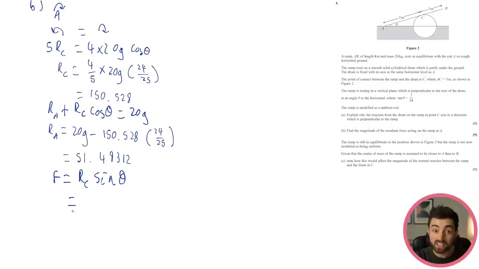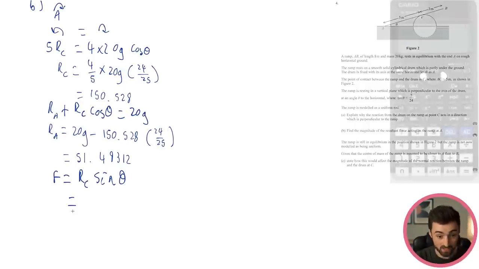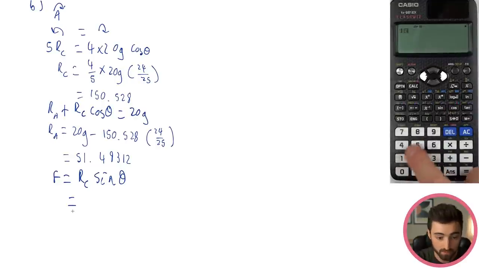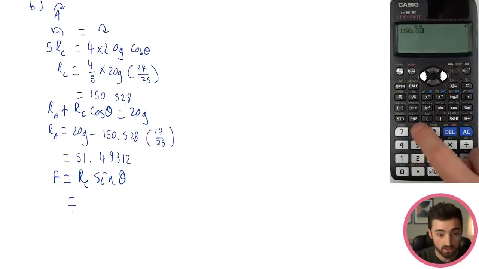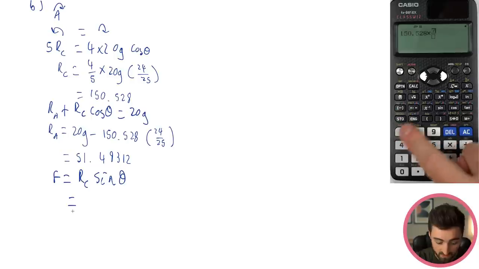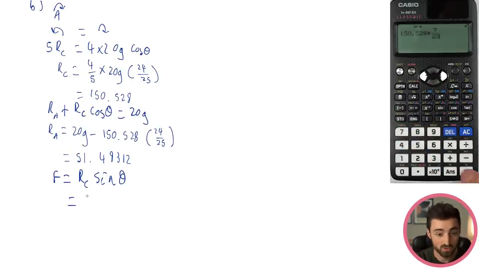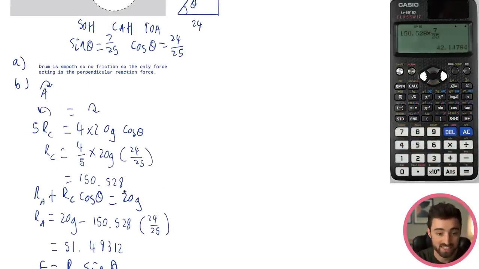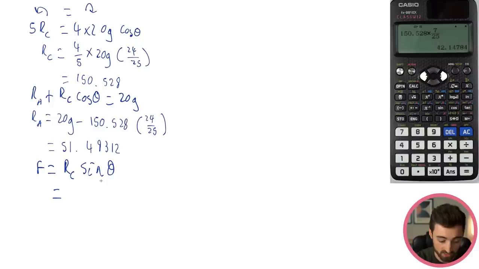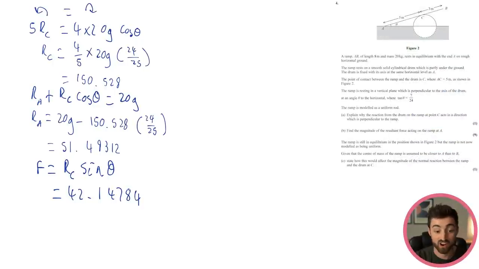So again, I know all of these numbers, don't I? RC, so I'm going to go straight to this. It's going to be 150.528, and then times by sine alpha, which we have shown to be 7 over 25. So times by 7 over 25, and that gets me 42.14784. Again, try not to round before you get to that final answer.